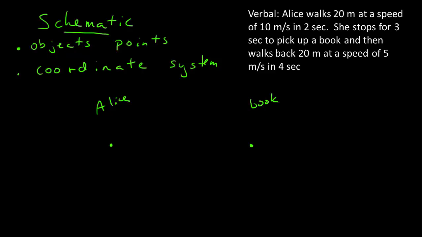And now I'm going to add a coordinate system. The coordinate system has a 0. I'll put the 0 of my coordinate system at Alice. I have a positive direction and a variable for the position along the coordinate system, which I'll call x. And now I know the book is at 20 meters. I have my objects represented by points here, and I have a coordinate system on my picture from which I can make measurements.